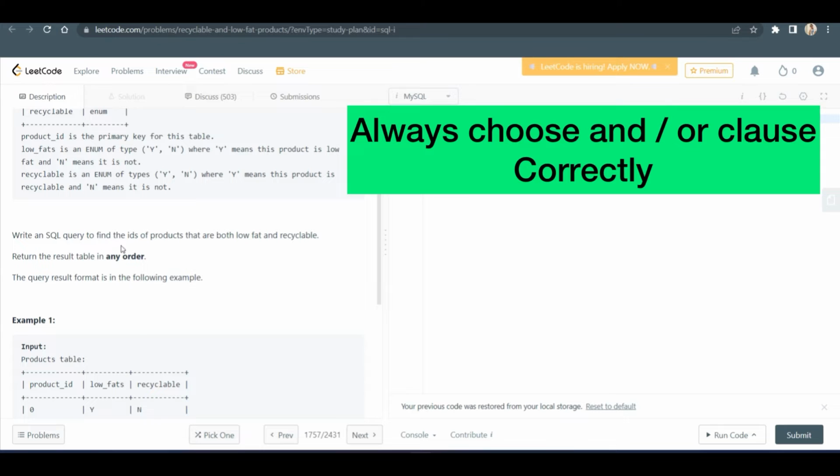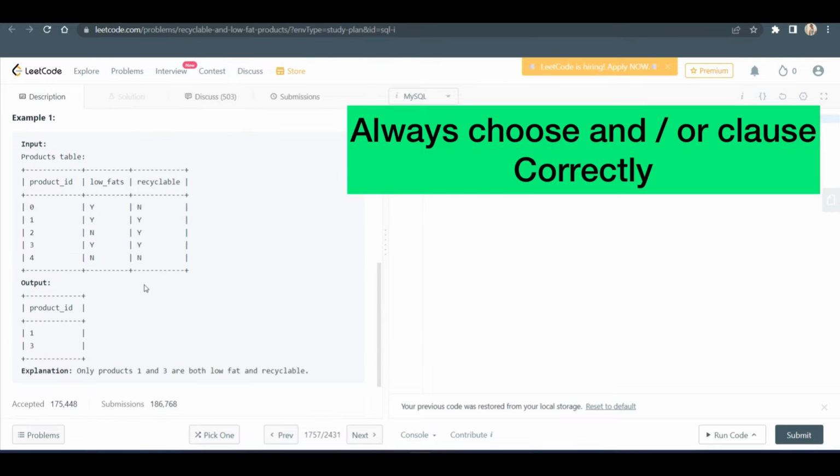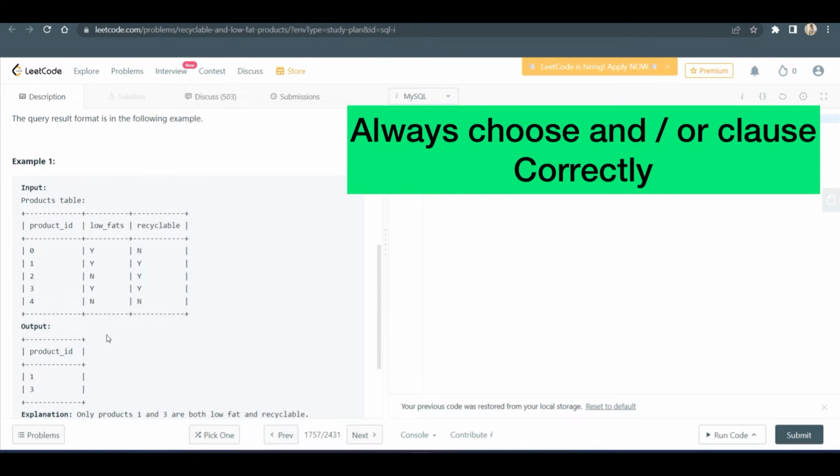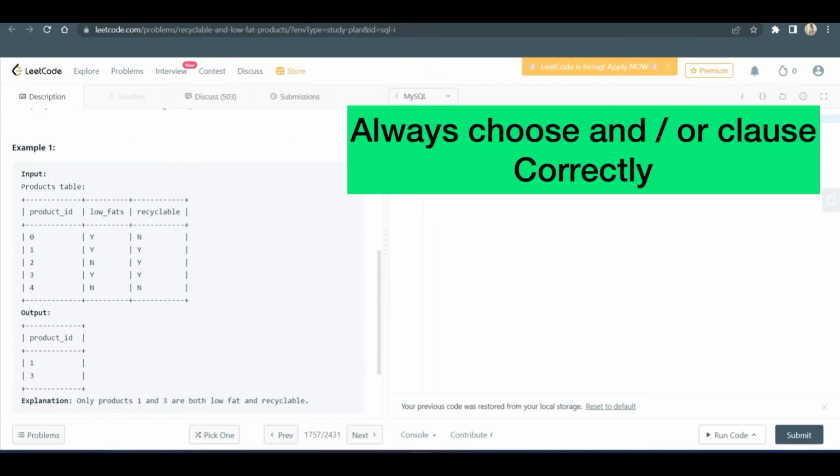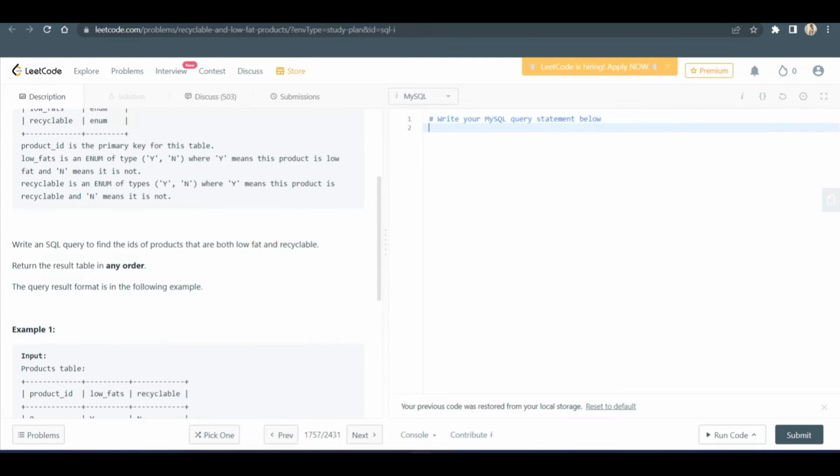We have to write SQL query to find the IDs of product. So the output column will be the IDs only, I think so. Let's see. Yes, that's it. So we have to find the IDs of product that are both low fat and recyclable. We have to return the result table in any order as usual, and these are the input and output example table. So we have to find the IDs of product which are both low fat and recyclable.